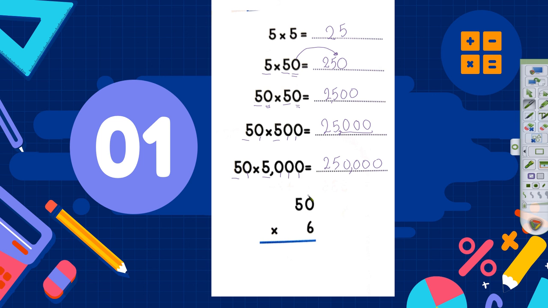Now, what if we have a question like this, but we write the numbers horizontally? You skip the zero, you multiply the basic fact. 6 times 5 equals 30. And how many zeros do you have here? 1 zero. We put it where? In the answer. So 300. This is the answer. Okay? Great job. Let's see another example.